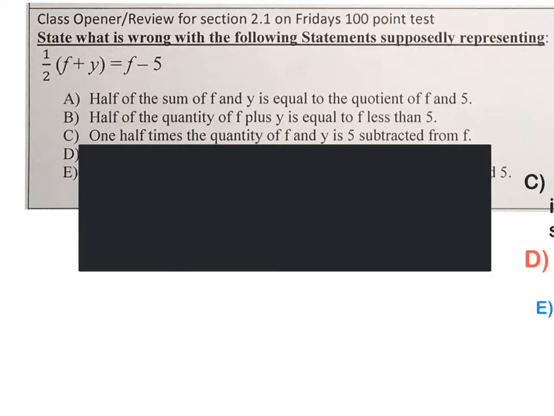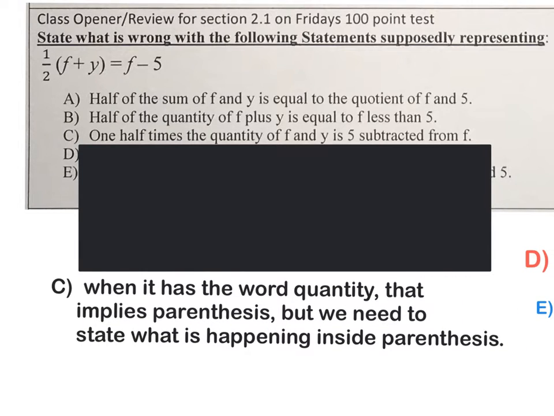Let's look at the actual typed out answer here. C, it says when it has the word quantity, that implies parentheses. Okay, we knew that. But we need to state what is happening inside the parentheses. So once again, 1/2 times the quantity, and it just has f and y. So that doesn't say plus. It doesn't say the sum. It just says f and y. I guess that would imply multiplication. That's not multiplication. So you need to say the word plus in there.